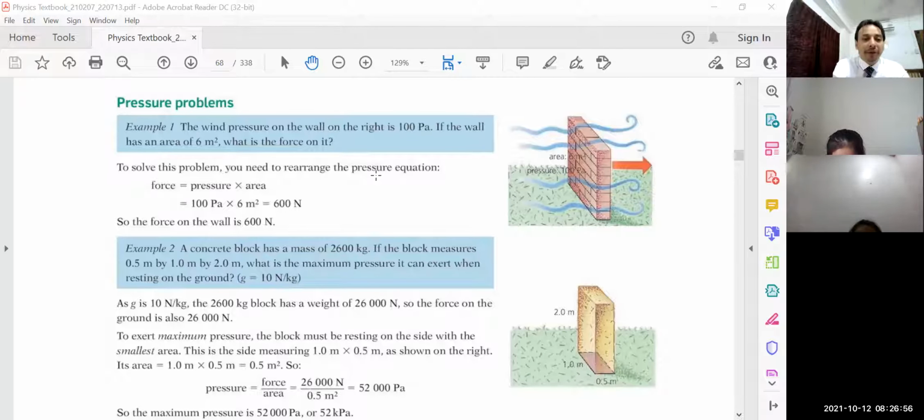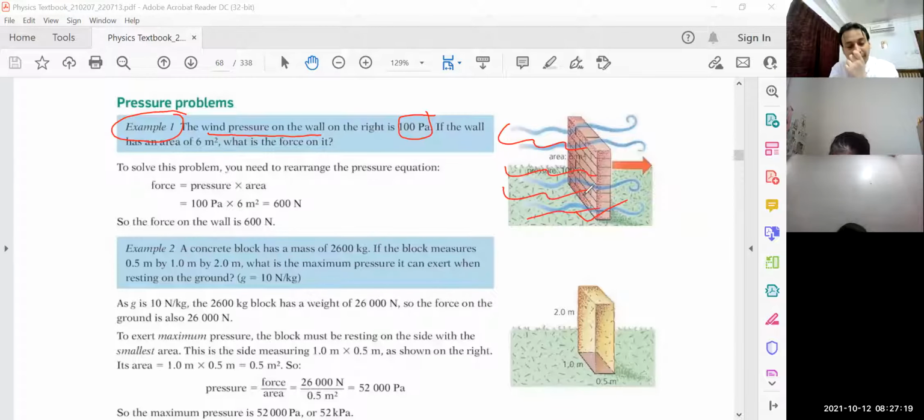So look at example number 1. Look at this statement, children. In example number 1, what we have been given is that the wind pressure on the wall on the right is 100 Pascal. This is the wall on the right-hand side, children. Wind is striking on the wall. You can see here in the picture. Wall area has been given. How much is the area? 6 meters square. What is the force acting on it?